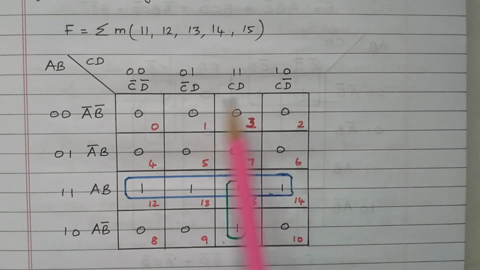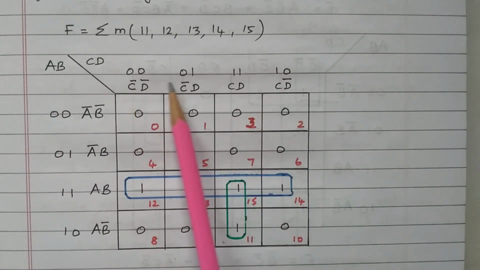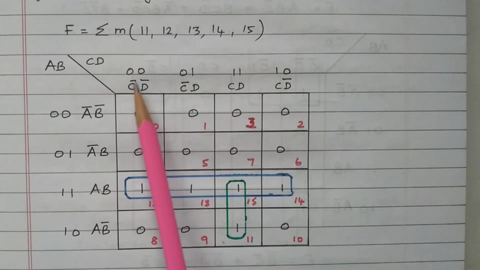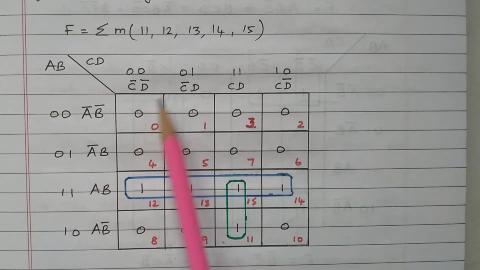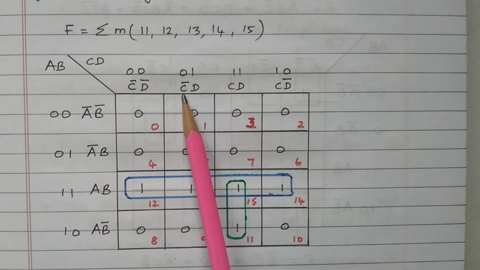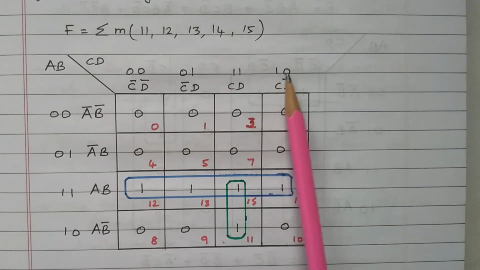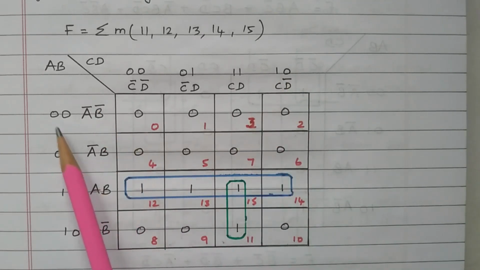How is it written? 0, 0, 0, 1, 1, 1, 1, 0. Right? So 0, 0 means C bar, D bar. 0, 1: 0 means C bar, 1 means D. 1, 1 means CD, you can write CD as it is. 1, 0: 1 means C as it is, 0 means D bar. Similarly, on this side we have 0, 0, 0, 1, 1, 1, 1, 0.